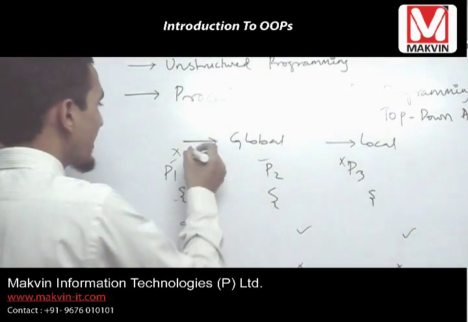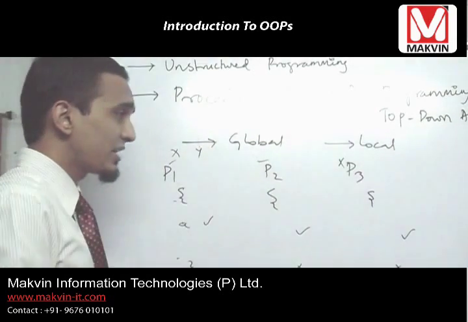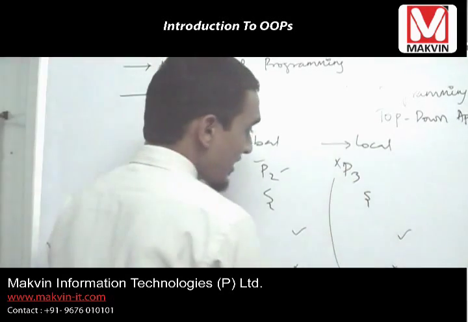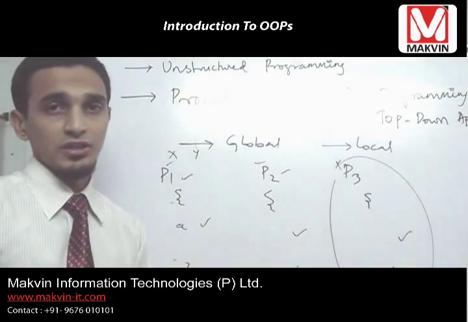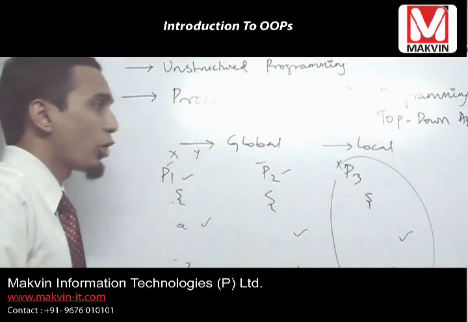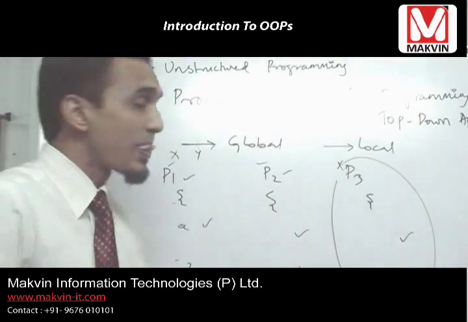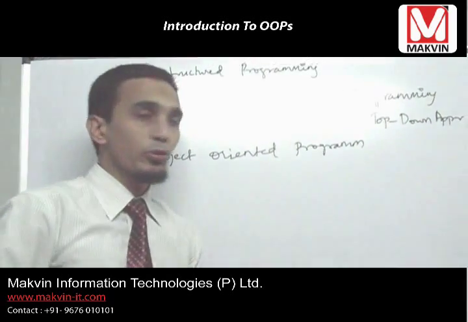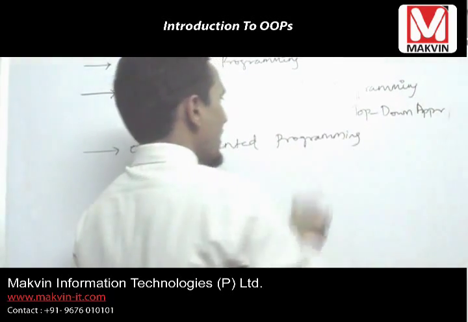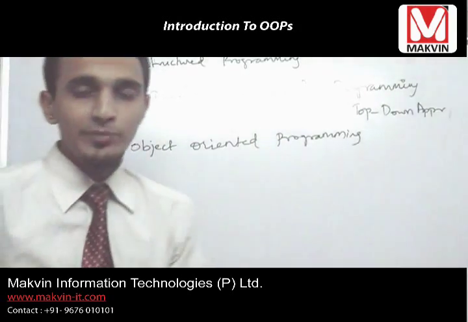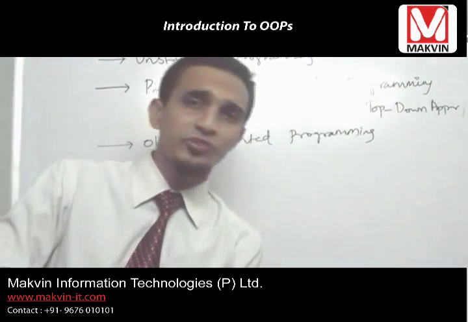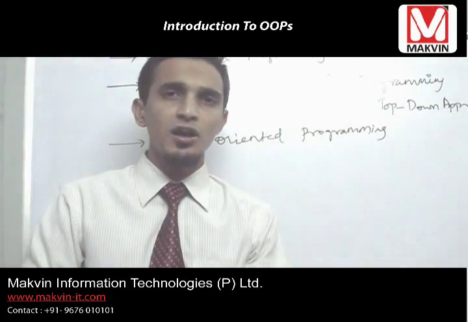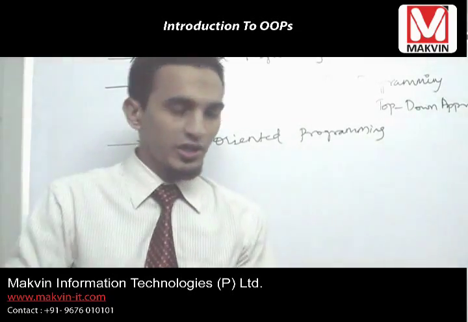Data security. If I declare the variable y as global, okay, fine, I can use it here and here. But if I use it here, then I am going to lose the security. So this is also one of the drawbacks, that is data security. So what is the solution for this? The solution for this is object-oriented programming methodology. The best examples of object-oriented programming languages are C++, Java, C#, VB.NET and many more.